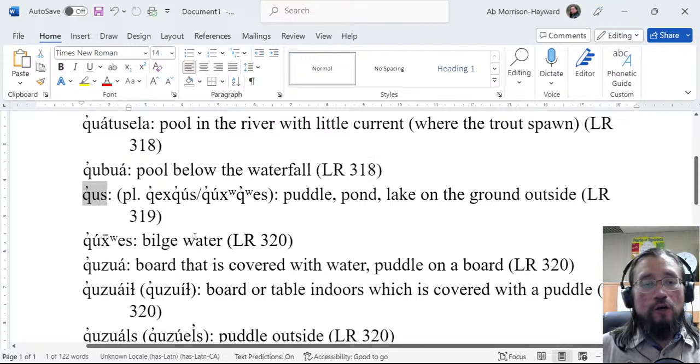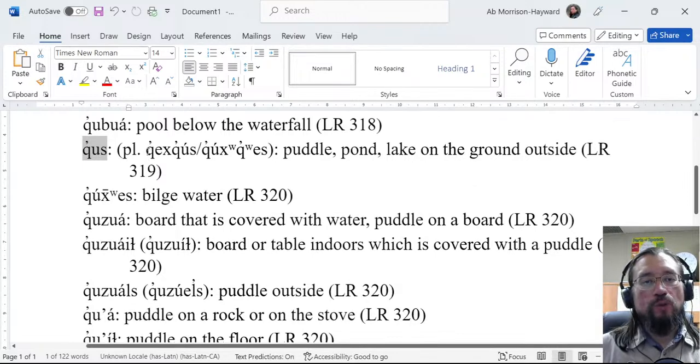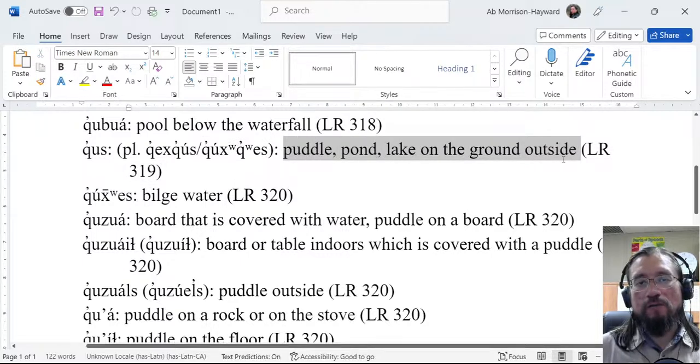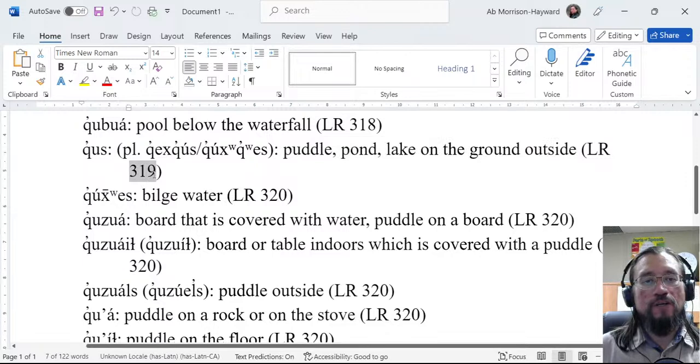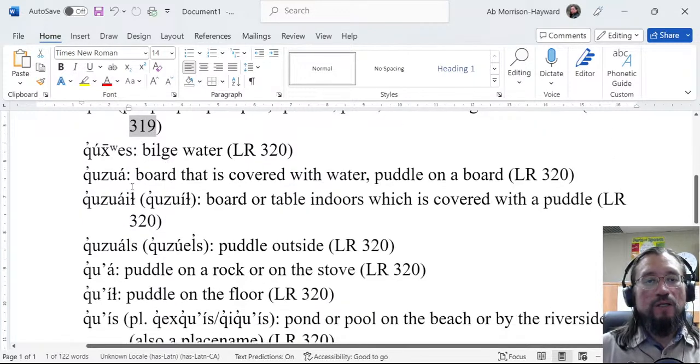Next up is gos. There are two plural forms: gos, and there's also gohkwas. Gohkwas refers to a puddle, a pond, a lake on the ground outside. This one is on page 319. Next we have gohwas. K'ohwas refers to bilge water on page 320.